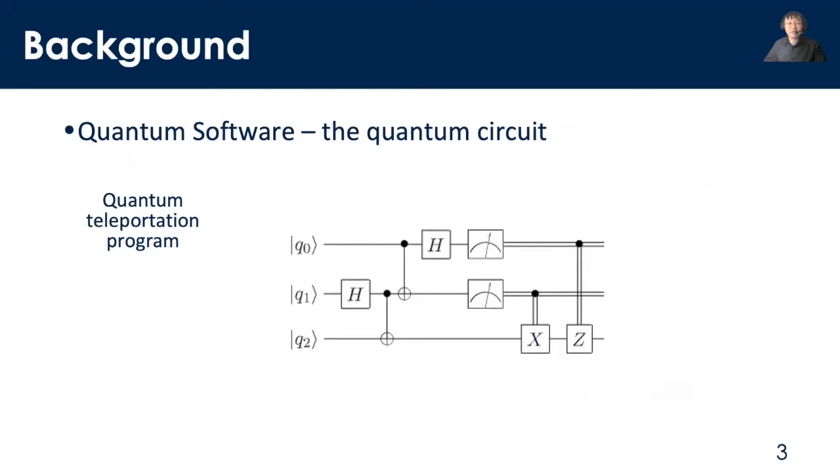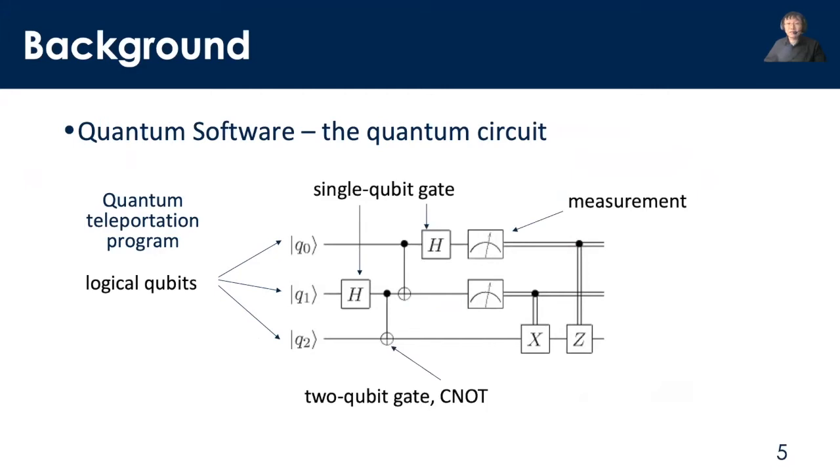Here is an example of the quantum teleportation program, and we use a quantum circuit diagram to represent it. In this diagram, each horizontal line is a logical qubit, a basic quantum data type. And to manipulate this data, we have a bunch of gates and measurement. Those squares are single qubit gates, and those vertical lines connecting two logical qubits are two qubit gates, and they are CNOT gates in this diagram. And those squares with an instrument panel inside it are measurement, and they are used to read data from your qubits.